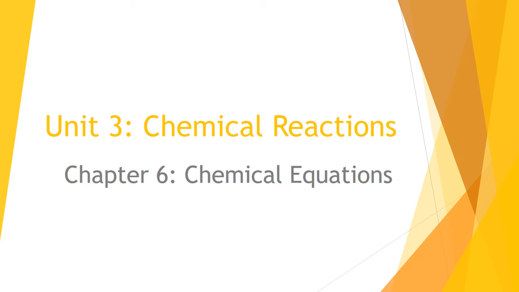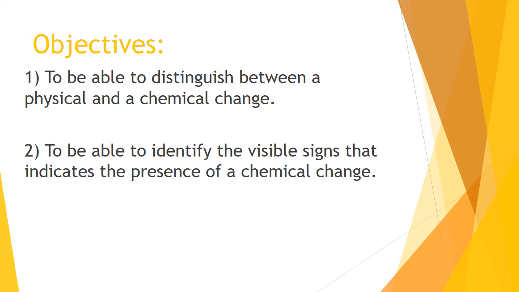Good morning, everybody. Today we have to start with a new unit which is about chemical reactions. The first chapter in this unit is chapter 6, Chemical Equations. The first objective that we are going to explain today is to be able to distinguish between two changes, physical change and chemical change. The second objective is to identify the visible signs that indicate the presence of a chemical change.